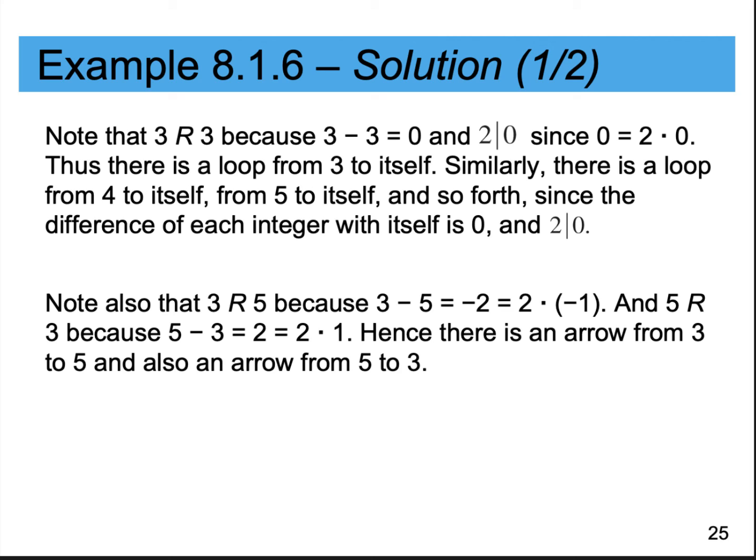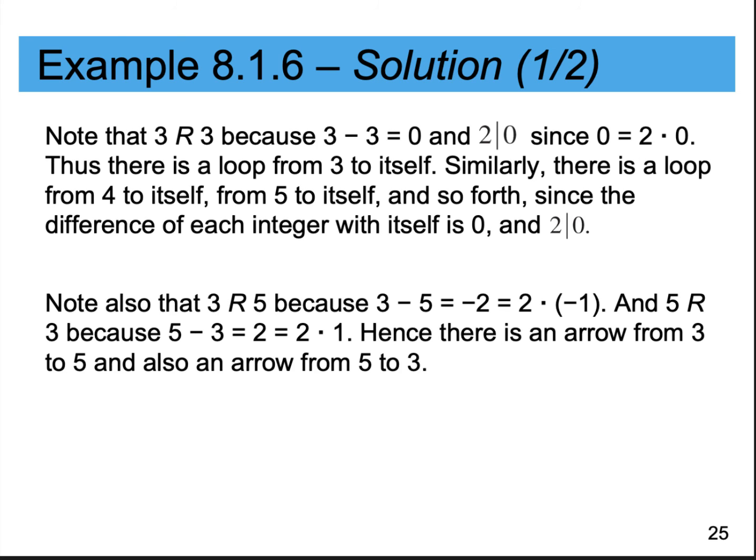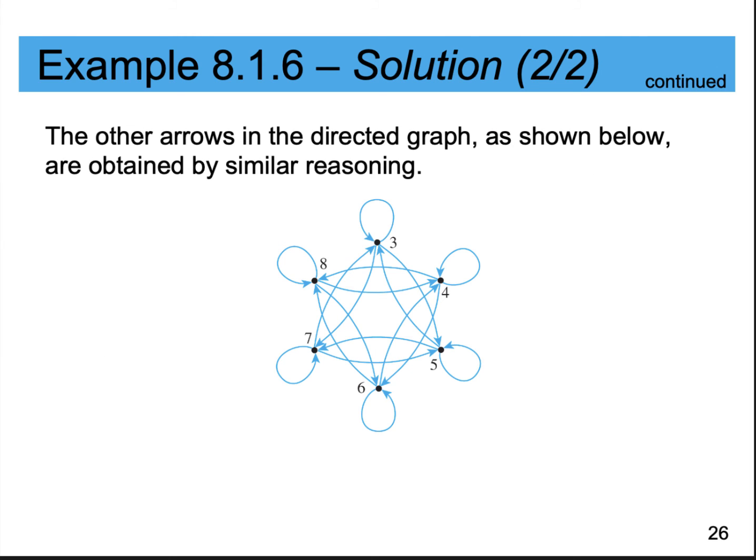You have one single set, and two elements of that single set that are respecting the conditional statement for that relation. If we consider, for example, a situation where y is greater than x, such as 3 and 5. 3 minus 5, that's minus 2. Does 2 divide minus 2? Yes, it does. So, as a result, this is a directed graph that you're going to get.